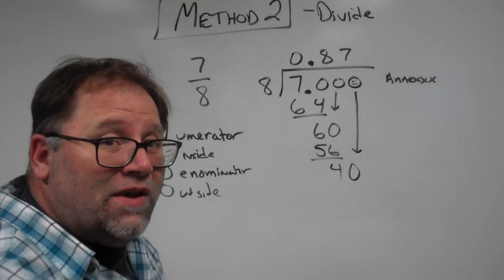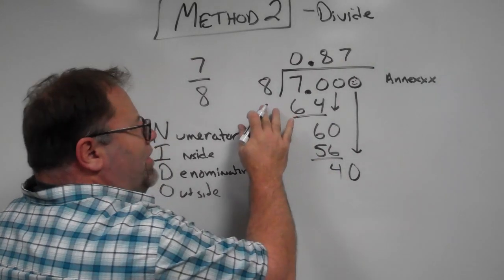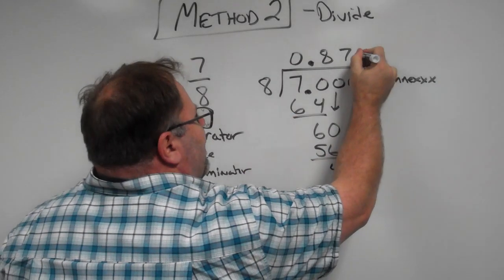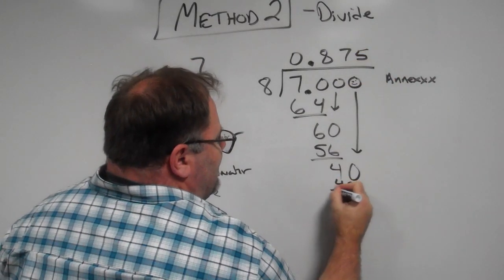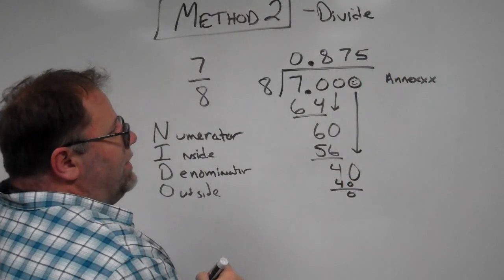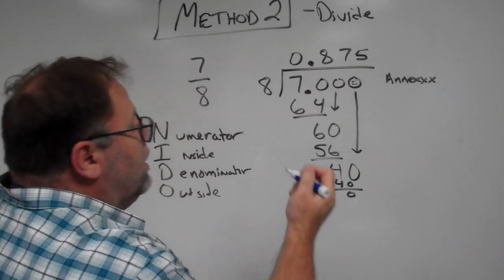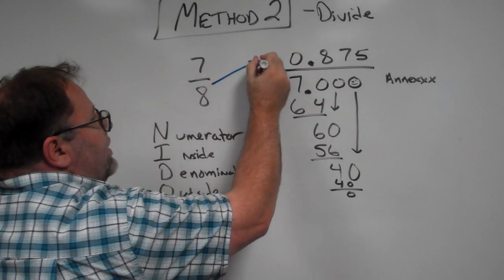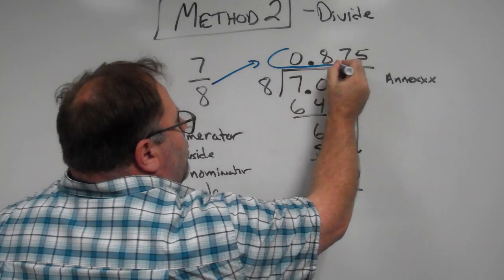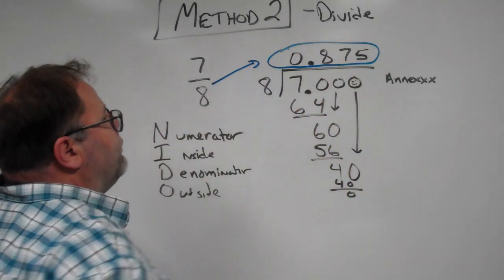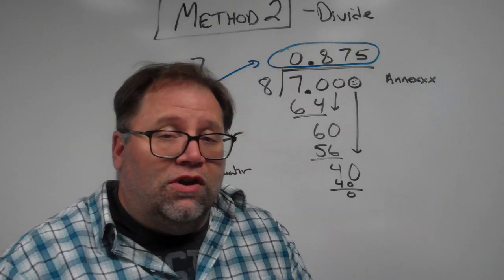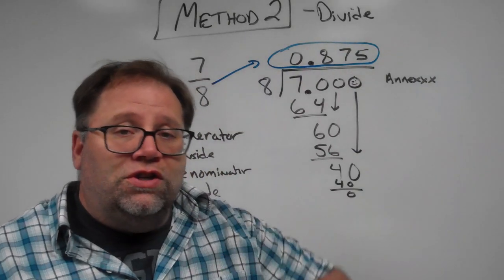How many 8s are in 40? There are 5. I'm going to write that small to make sure it fits. And there we go. So the decimal equivalent of this 7/8 is 0.875. That's always available. You can always do that math, the division.